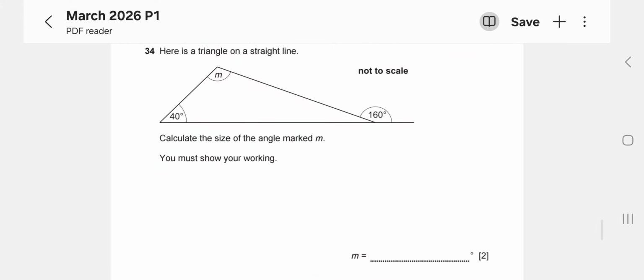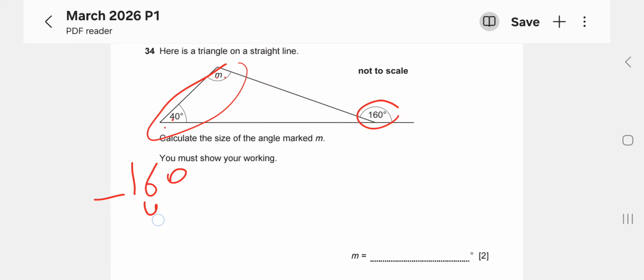I know that in year 6 we didn't take that the exterior angle is equal to the two angles inside. But this is one way of solving it, or there's another way. So I will tell you first about this rule, that if I have an angle outside, it all the time equals the two angles inside. So 160 minus 40 equals 120. This is the first way.